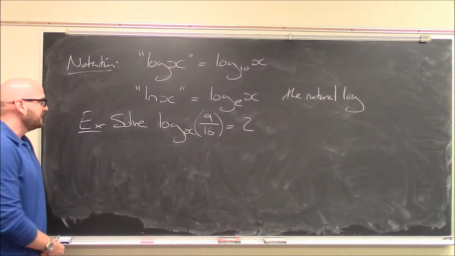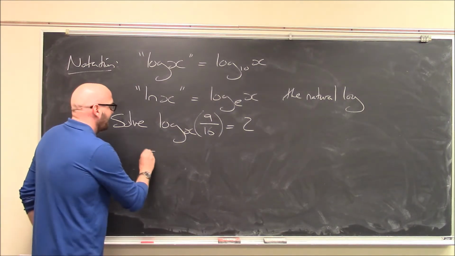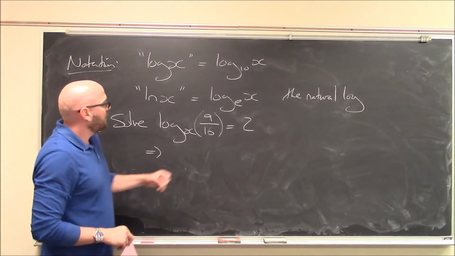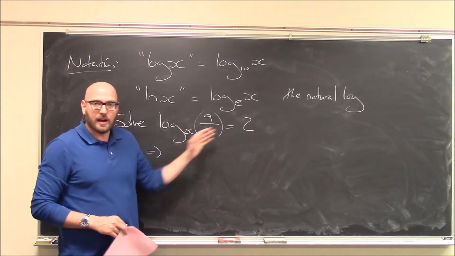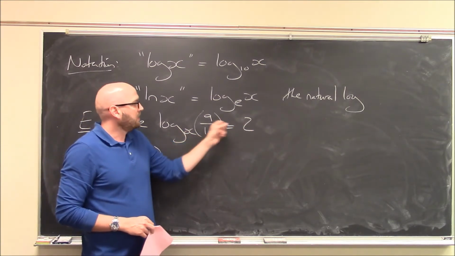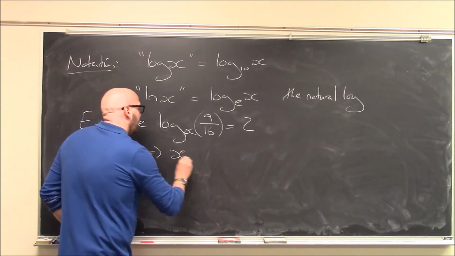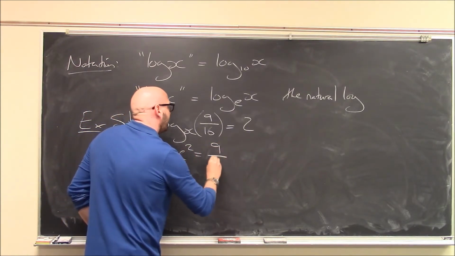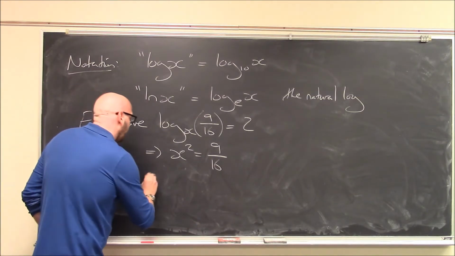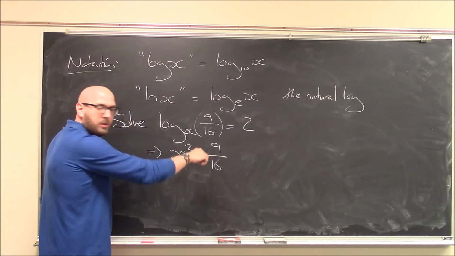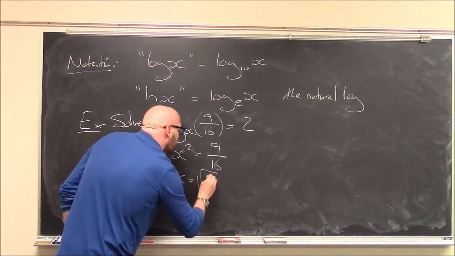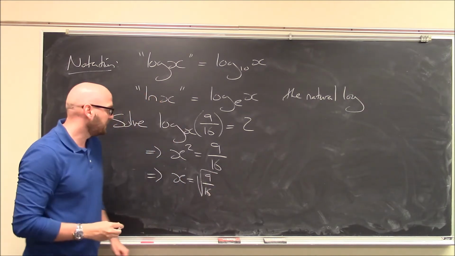It's an unusual equation. I don't think we'll ever see equations like this really as we go through calculus, but it's a completely valid equation. And the only way I'm going to solve this is to convert this to exponential form, right? What does this mean? This means that x squared should equal 9/16. So what is x? Well, I can square root both sides. If x squared is 9/16, then x should be the square root of 9/16.